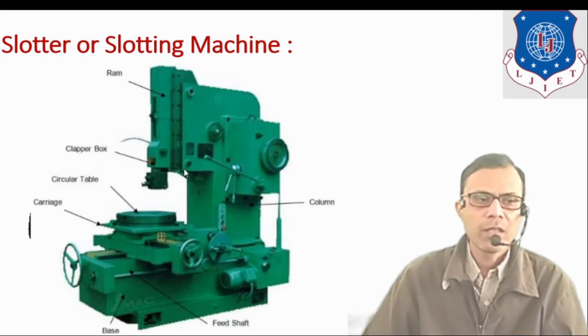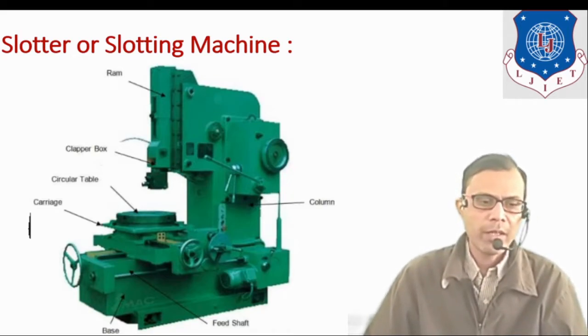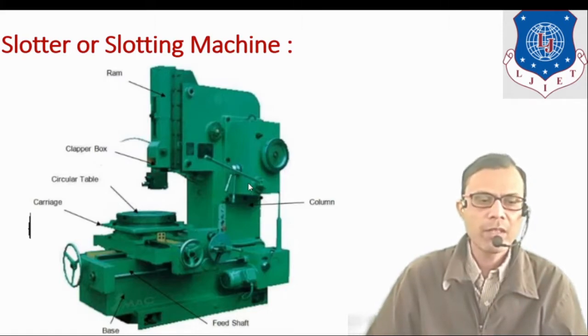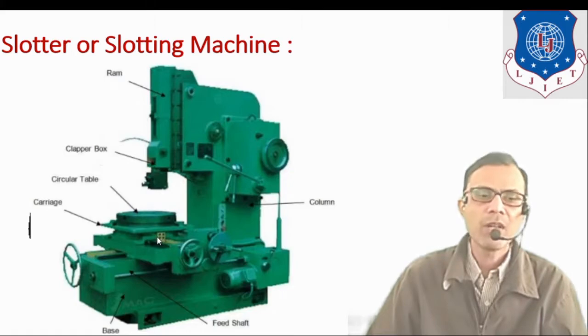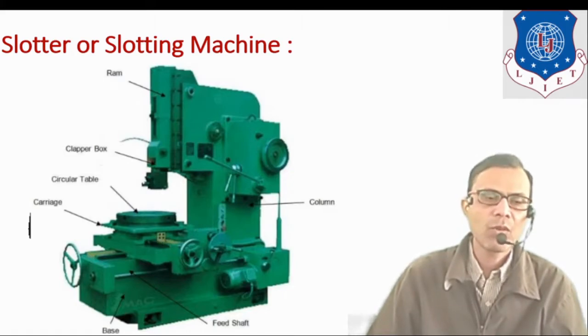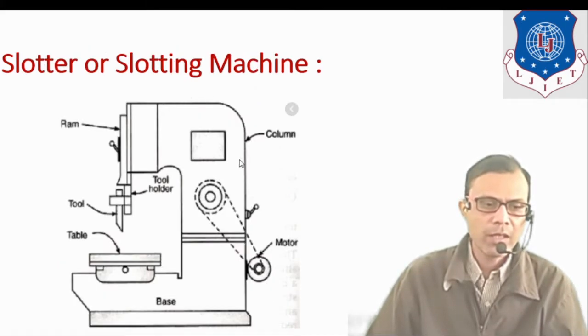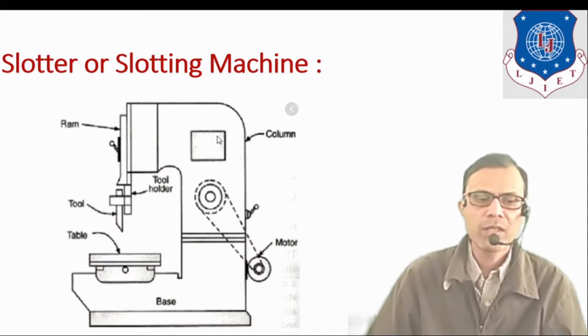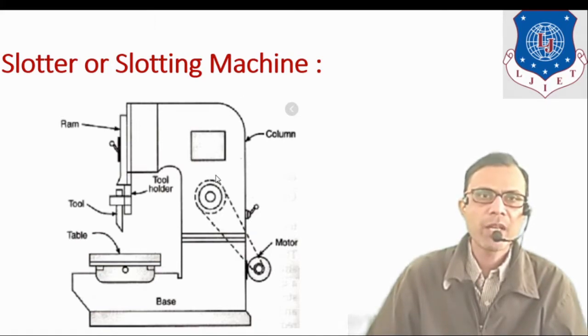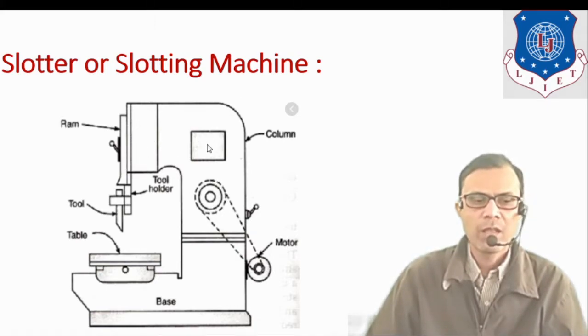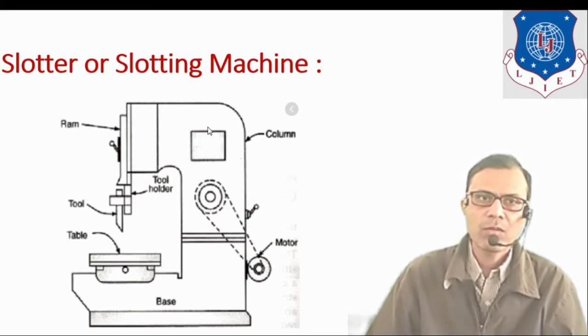Next machine is the slotting machine tool, and here its photographic view is given. The main parts of this machine are bed, column, reciprocating ram and this table. So these are the main parts of the slotting machine. Here is the block diagram of this machine. This column consists of the driving mechanism for this ram. The slotting machine is sometimes also known as the vertical planer machine.